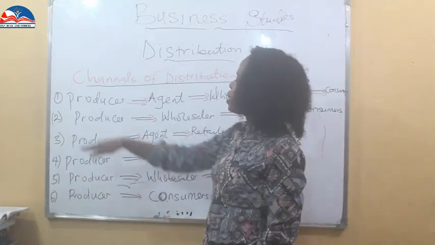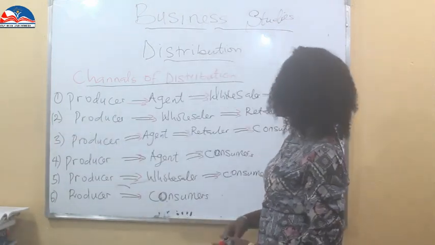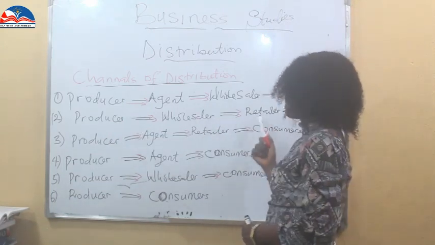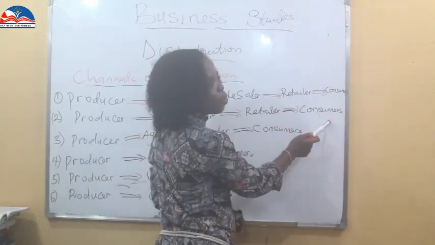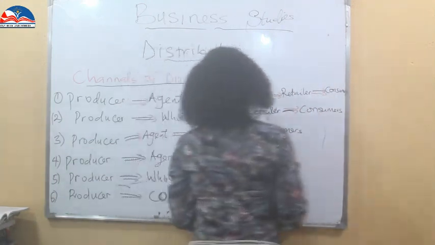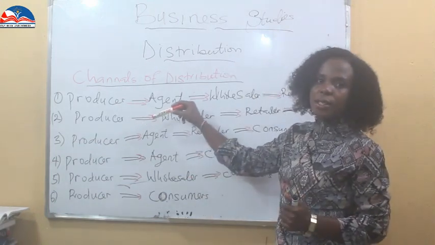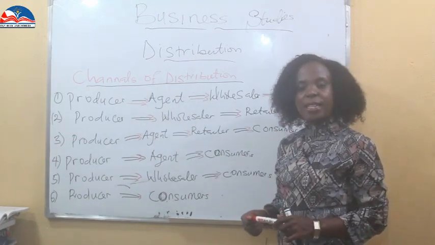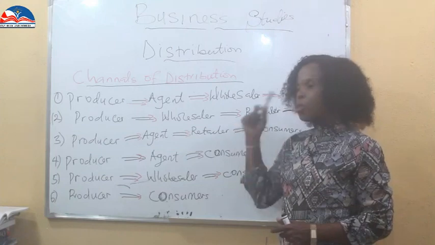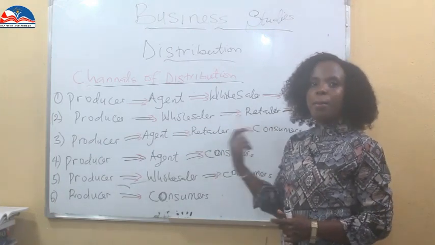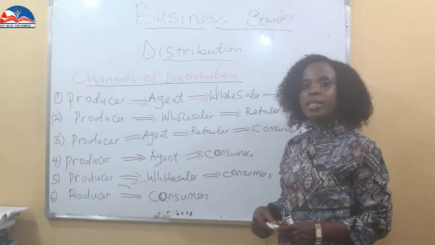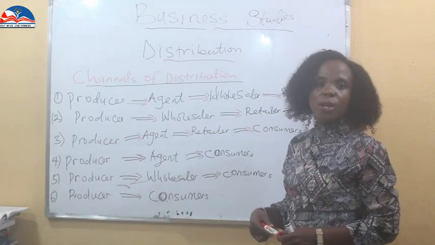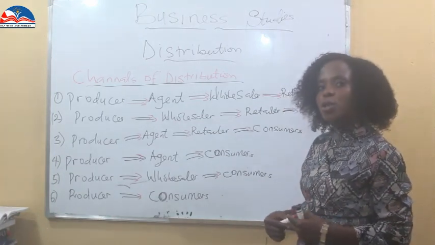We have the second channel. The second channel has to do with the producer to wholesaler, wholesaler to retailer, retailer to final consumers. Take note here that one of the chains is off, which is the agent. The agent is eliminated in the second channel. And so the wholesaler just goes to the producer, buys from the producer instead of going through an agent, and then sells to retailers. Retailers sell to final consumers.